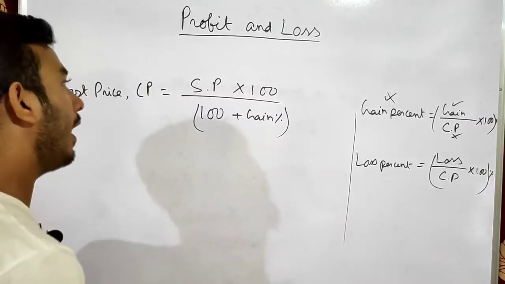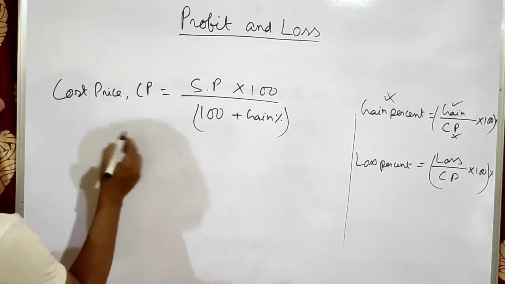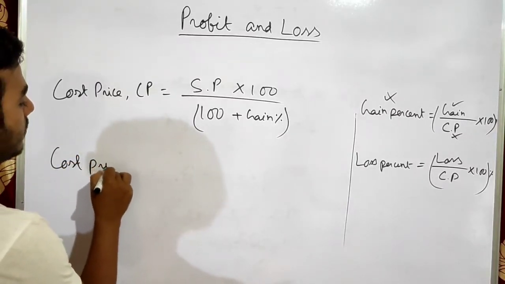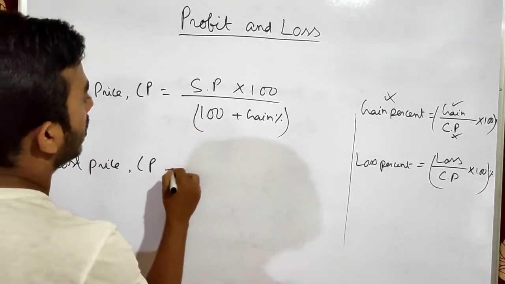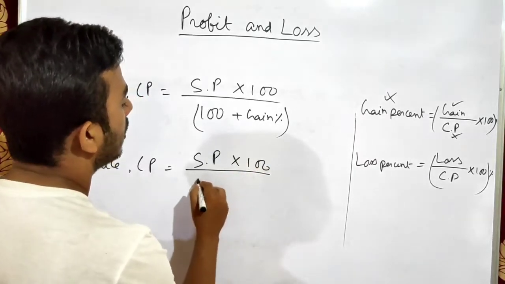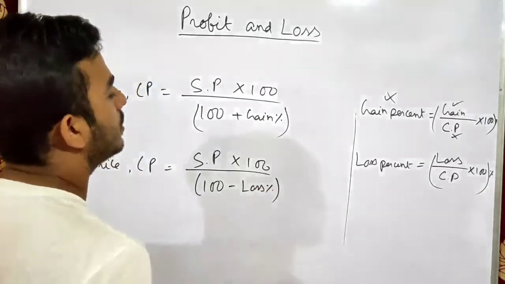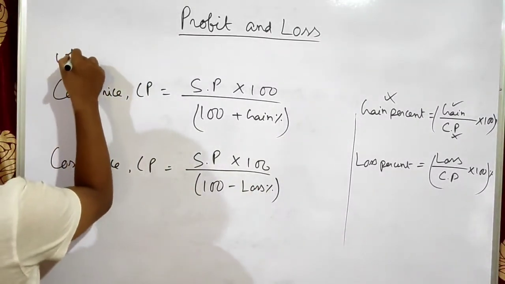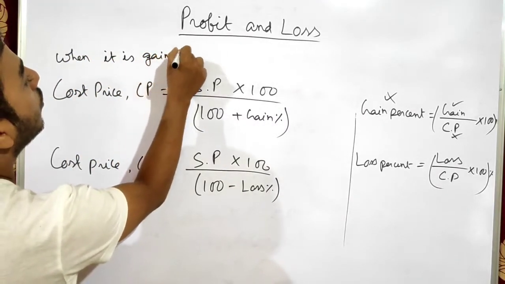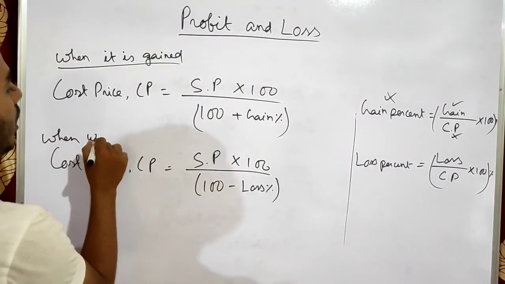Okay, and when there is a loss in the transaction, we will find out CP with this: cost price, CP equals SP into 100. Can you say what will be the relation? It will be 100 minus loss percent, okay, 100 minus loss percent. That is when it is gained, and this is when it is lost.